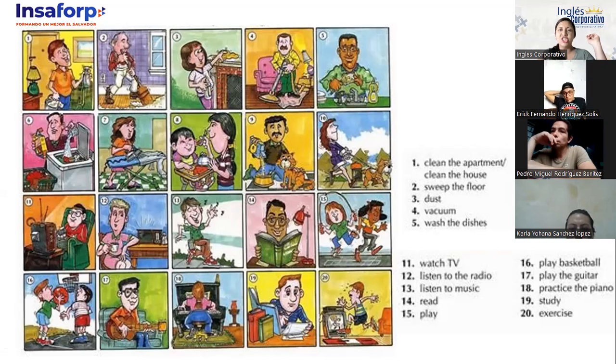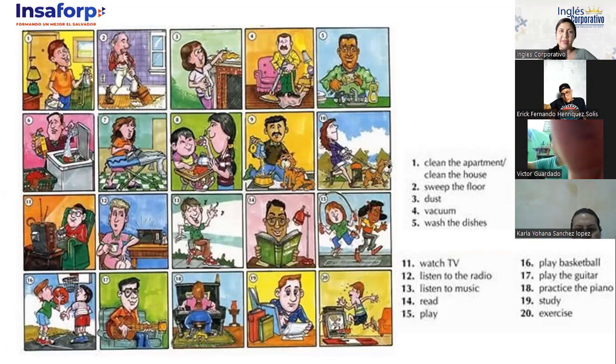He is washing the dishes, lavando los platos. He is doing the laundry, haciendo la lavandería, he's doing the laundry. Number 7, she is ironing the clothes, she is feeding the baby, que es alimentando, dando de comer al bebé, feeding the baby. Okay, he, number 9, he is feeding the cat. Okay, feeding the cat. It's like me, right? Feeding the cat. She is walking the dog. Pasear el perro. She is walking the dog.